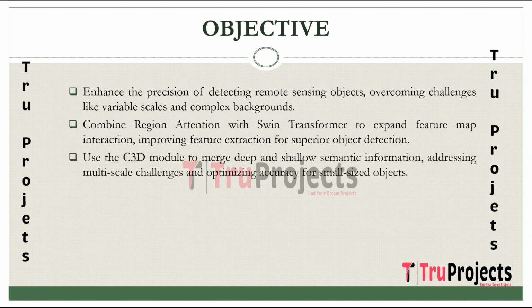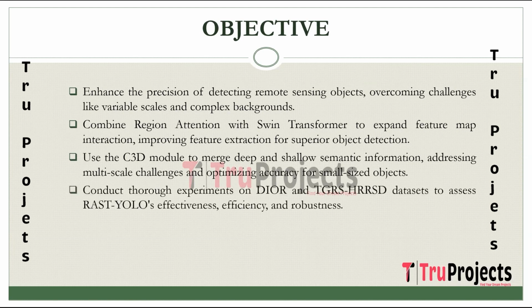The project aims to leverage the C3D module to seamlessly integrate deep and shallow semantic information. This approach specifically targets the multi-scale challenge in remote sensing targets, optimizing the detection accuracy of smaller objects. The objective is to conduct extensive experiments and performance evaluations on DIOR and TGRS datasets. This assessment will provide insights into the effectiveness, efficiency, and robustness of the proposed RAST YOLO algorithm.